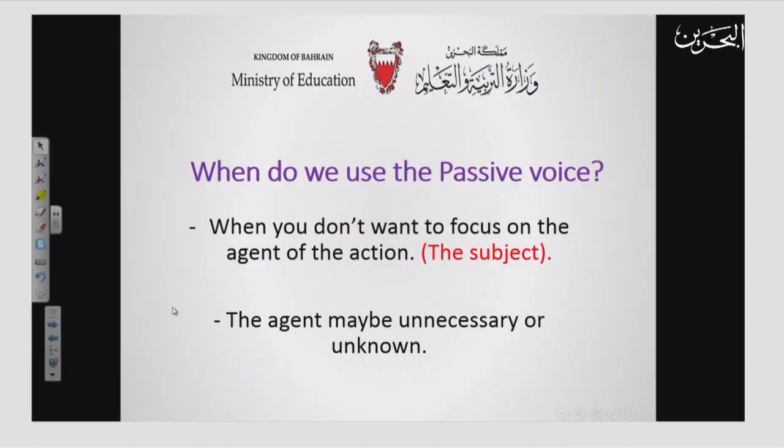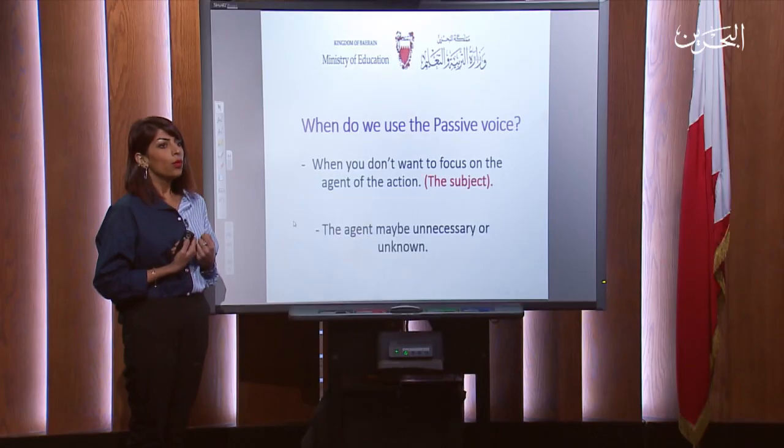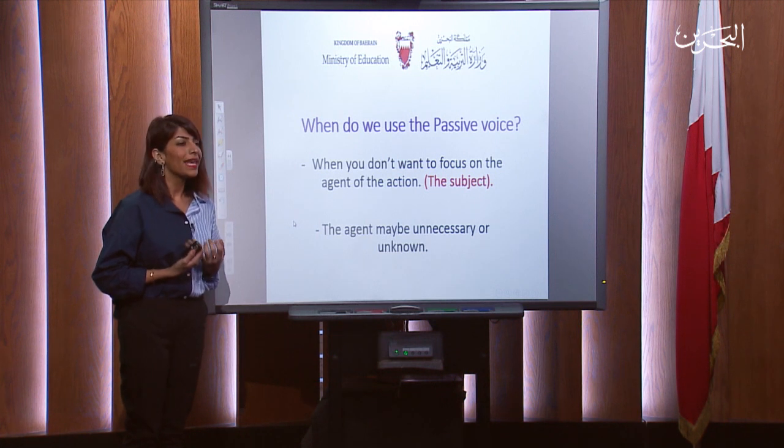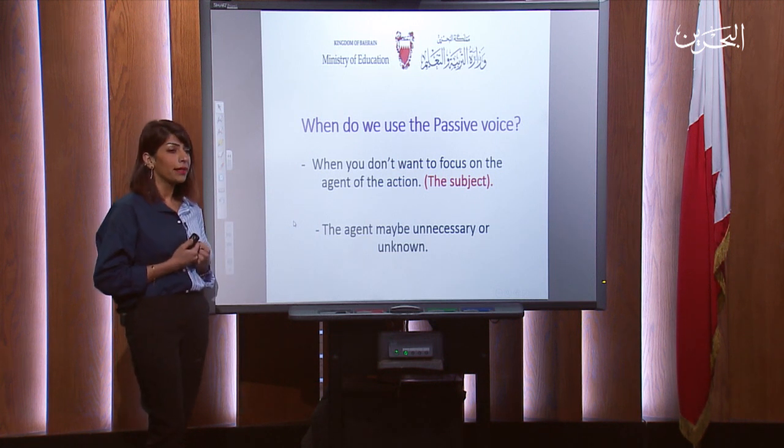Now, a very important question. When do we use the passive voice? We use the passive voice on two occasions, or for two reasons. The first one is when we don't want to focus on the agent of the action. What do I mean by the agent of the action? I mean the subject or the doer. It's either me or anyone else. And the second occasion is the agent may be unnecessary or unknown. Maybe on some occasions I don't need to know who did this action, so I just say it in passive tense.